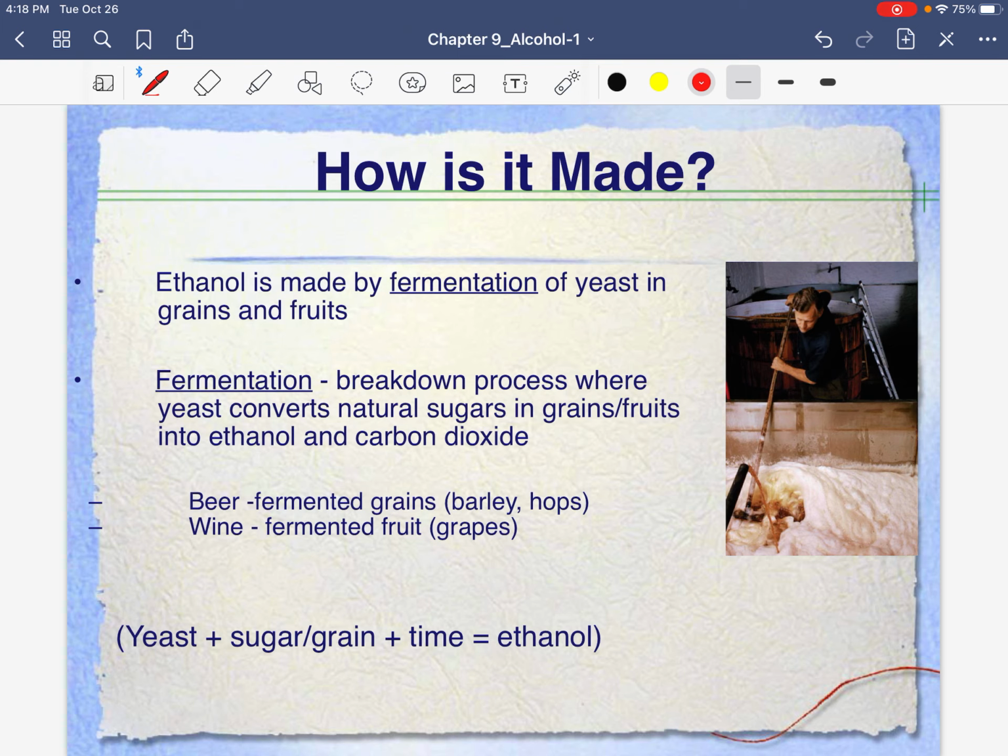Something else that's unique about alcohol is that it is fermented. Almost all types of alcohol are. Ethanol is made by this fermentation process. You should know the basics of fermentation. And it's not just alcohol that is fermented. Some people eat fermented food.